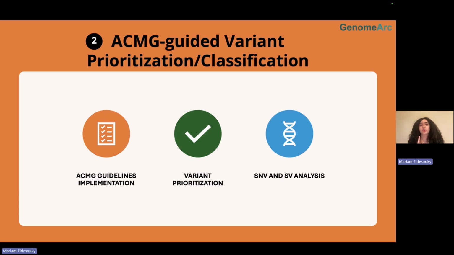And then we move on to ACMG-guided variant prioritization or classification. So there are three things we need to combine here in this step, and this is the most important step, where we find which variants are actually impacting the phenotype or disease. So the first one is we implement ACMG guidelines. We follow these criteria that were in the tables for SMVs and for SVs. And then we do variant prioritization. We filter out based on these criteria and we prioritize certain variants. And then finally, we analyze from these prioritized variants for SMVs and SVs, which ones are impactful, which ones are clinically significant, and are pathogenic, likely pathogenic, VUS, or maybe likely benign or benign.